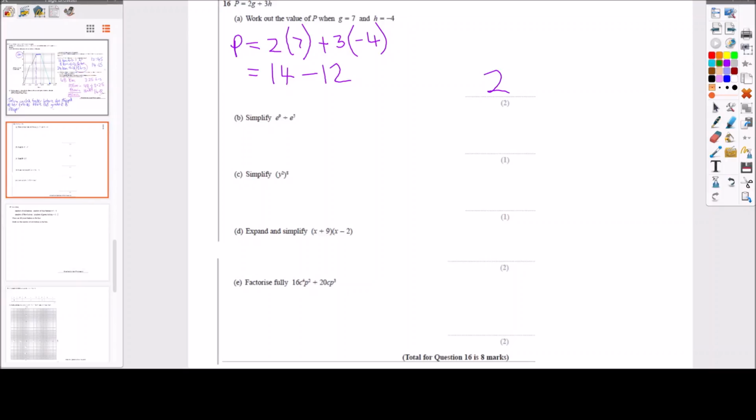Now for part B, we've got e to the 9 divided by e to the 5. When you're dividing, you subtract the powers. 9 take away 5 is 4. So that's e to the power of 4. Now, when you've got a power inside the bracket and a power outside the bracket, you multiply these together. 2 8s is 16.